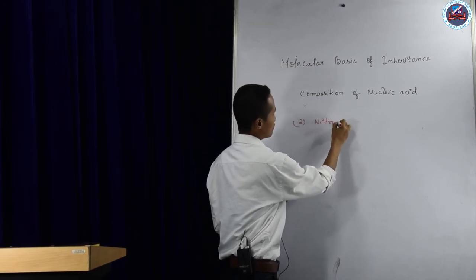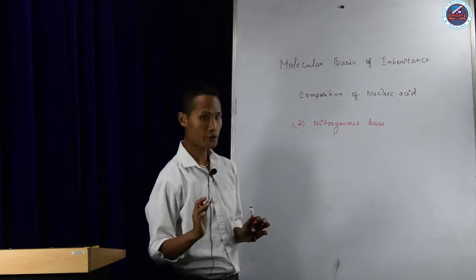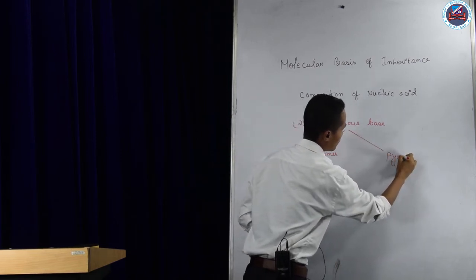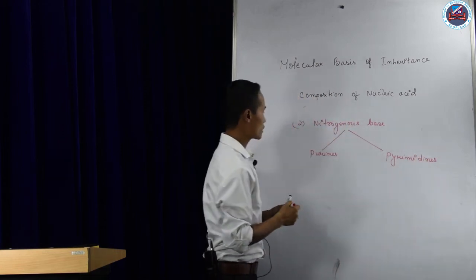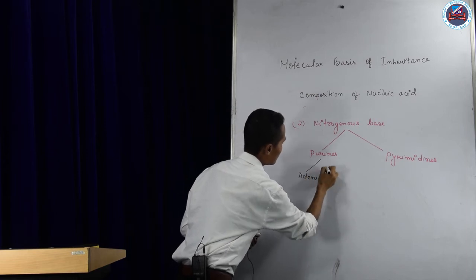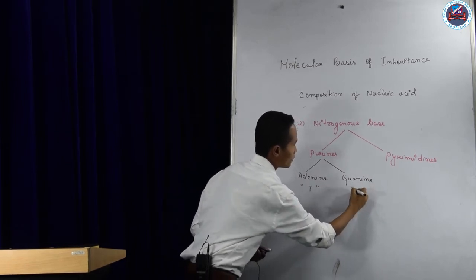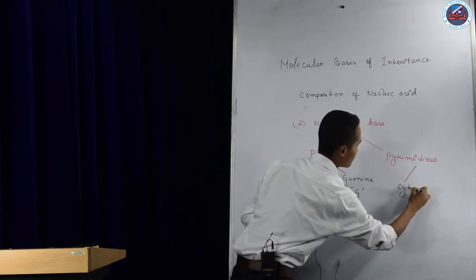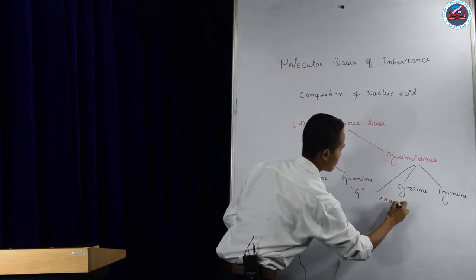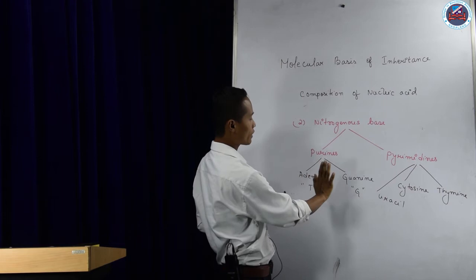nitrogenous base. The second most important composition is nitrogenous base. It's of 2 types, that is purine and pyrimidine. So this purine is of 2 types again, that is adenine and guanine. So you can represent by A and G, whereas pyrimidine are cytosine, thymine, another one is uracil. So there will be 3 pyrimidine. That will be different for the case of RNA and DNA, and for purine we have adenine and guanine.